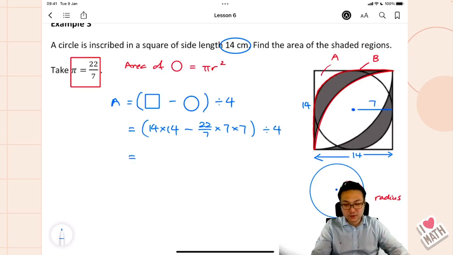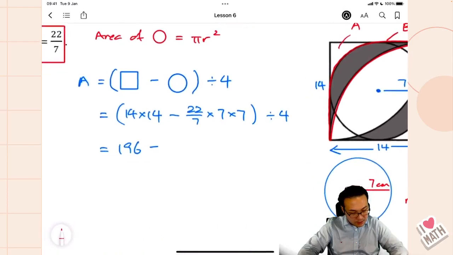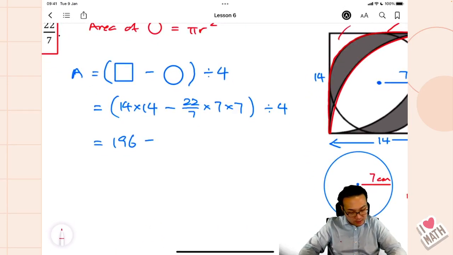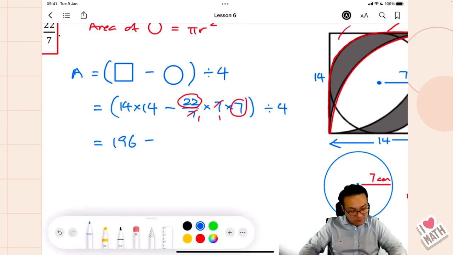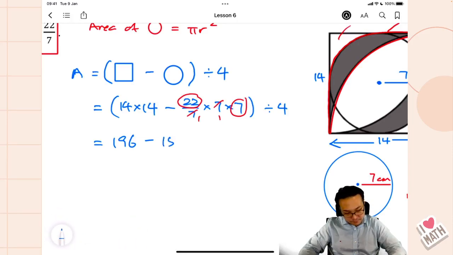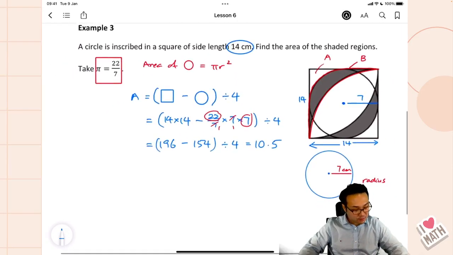So what is 14 times 14? We get 196. Let's try to do pi times 7 times 7. We already did it just now, but let me do it again. 7 divided by 7 is 1. 22 times 7 is 154. Okay? Now we can divide it by 4. And we will end up with 10.5. So students, we found the area of A. The area of A is 10.5.